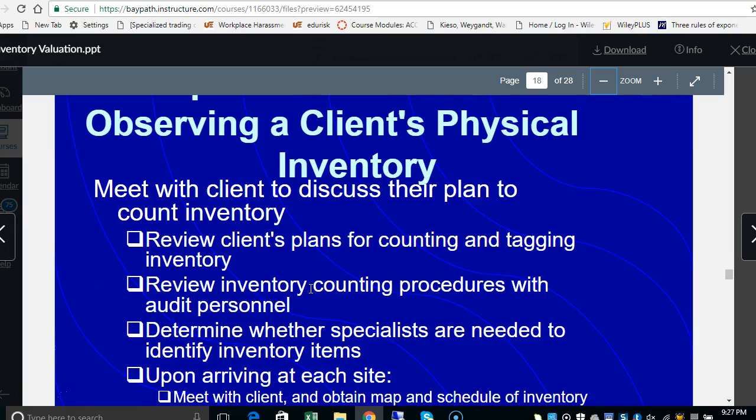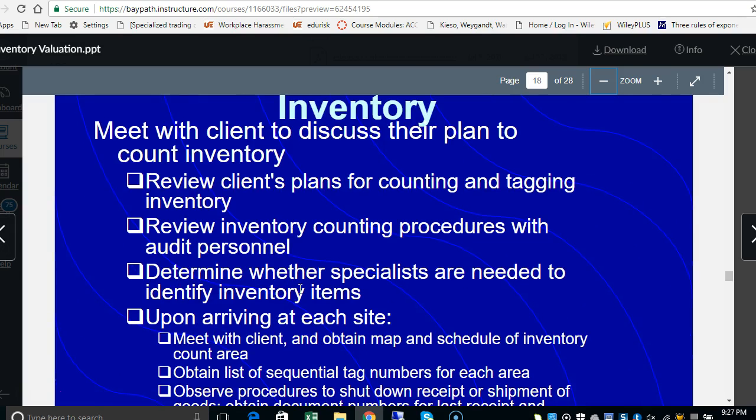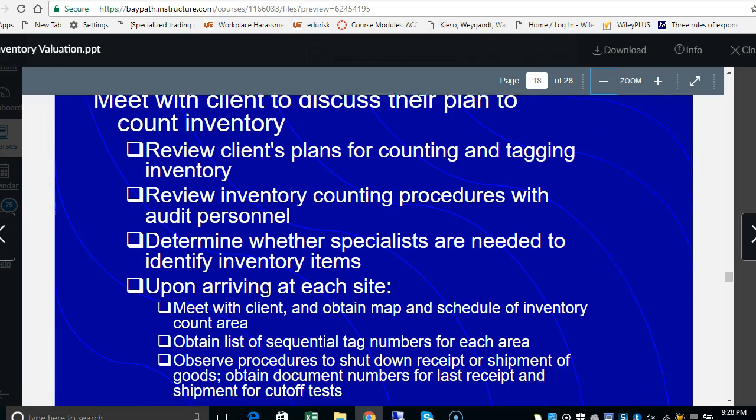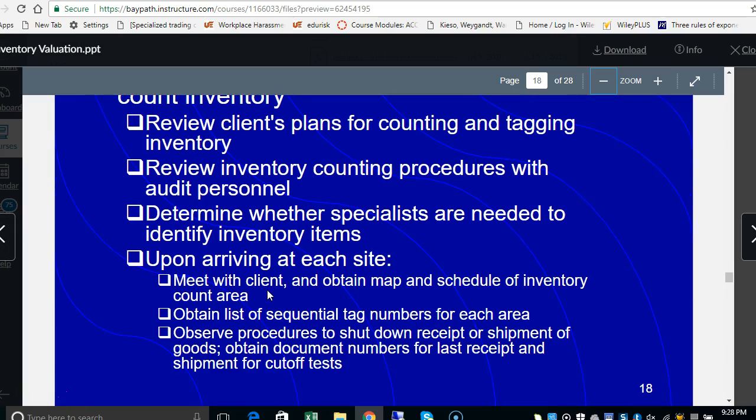Observing a client's physical inventory: meet with the client to discuss their plan to count inventory, review the client's plans for counting and tagging inventory, review inventory counting procedures with audit personnel, and determine whether specialists are needed. Upon arriving at each site, meet with the client, obtain a map and schedule of inventory count areas, and so on.